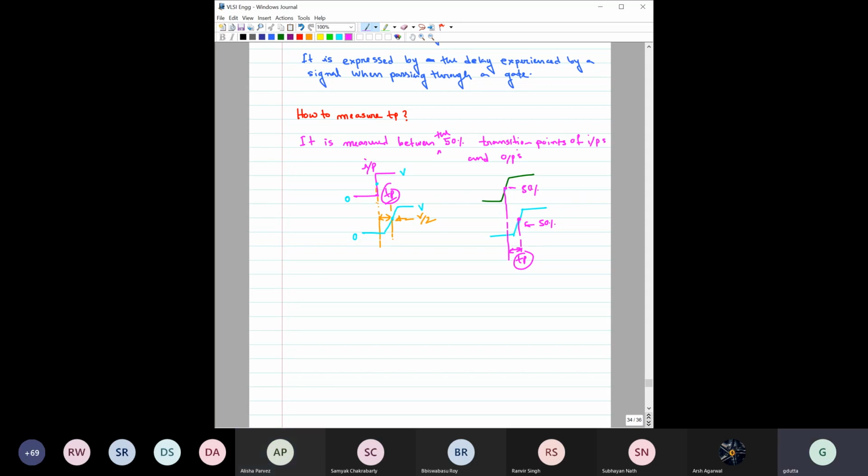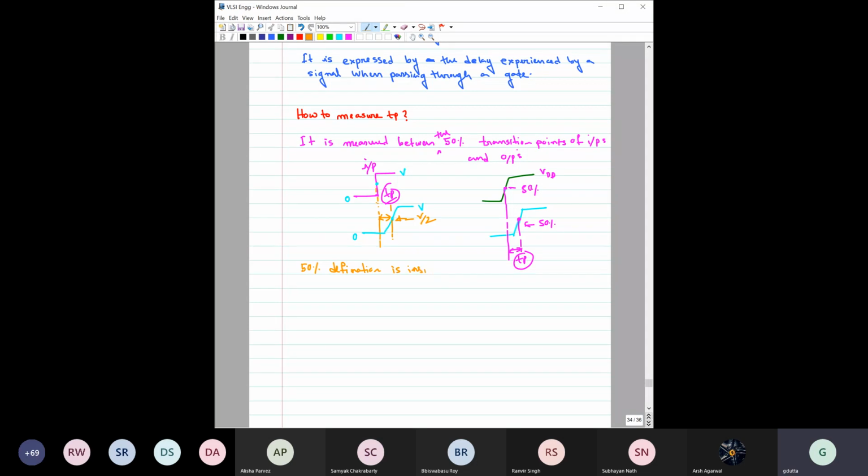Exactly. This is primarily inspired from that point only, that we have considered VT to be half of VDD. If this is VDD, then the threshold is half of VDD. That is the changeover point, the crossover point from one state to the other state. So I also want to write this 50% here.